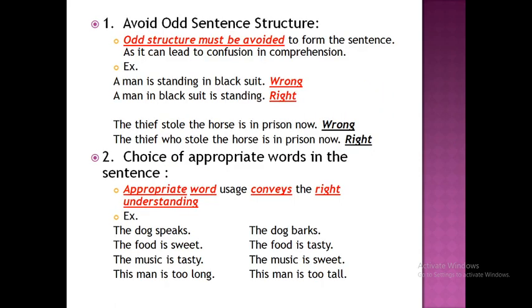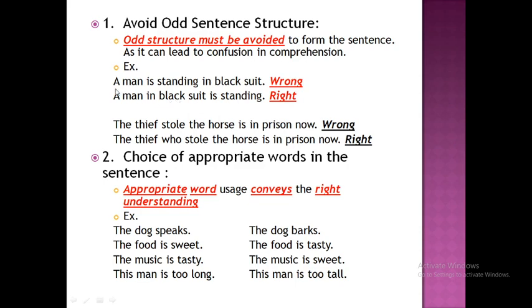Let's start. The first one is avoid odd structured sentences. Odd structure must be avoided when forming sentences, as it can lead to confusion in comprehension. If the structure you use to form a sentence can lead to confusion or ambiguity in comprehension, we should avoid it. Let's understand this explanation with the help of two examples.